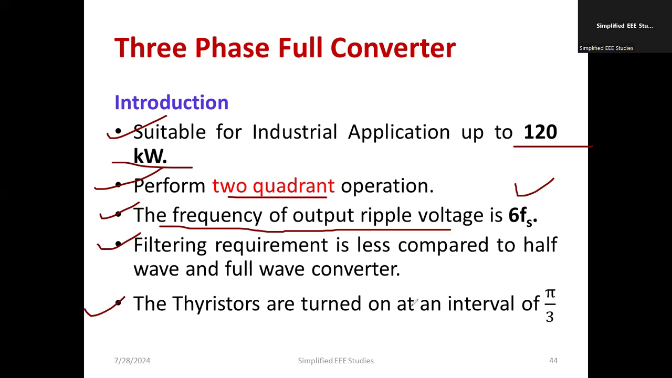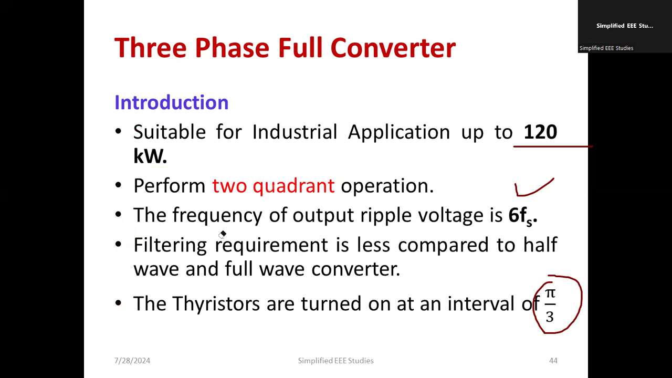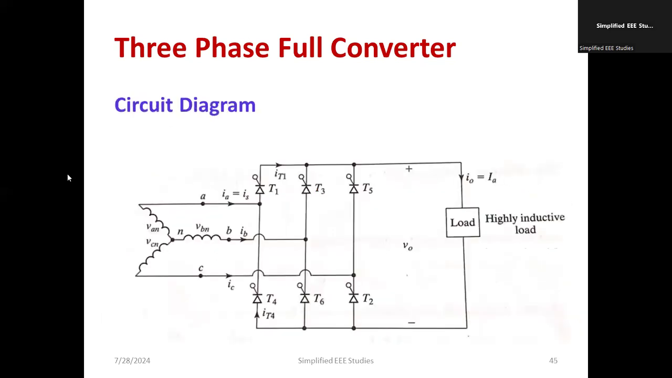Here the thyristors are turned on at an interval of 60 degrees, or pi by 3 radian. So the firing interval is pi by 3 radian. These are the basic information about the three-phase full converter. First of all, I'll be showing you the circuit diagram. Later, we can go for an explanation with the help of waveforms.